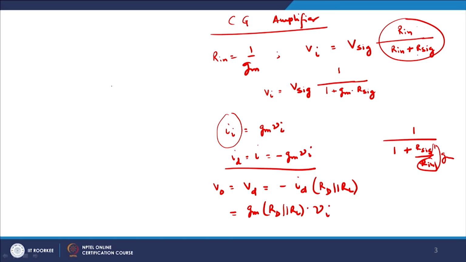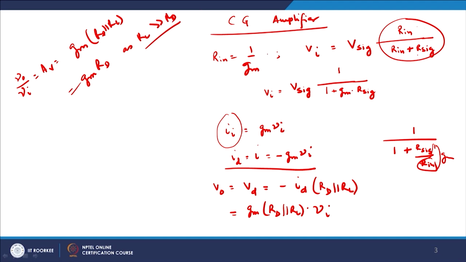So, Vo by Vi is nothing but Av, and that equals Gm times Rd parallel RL, and therefore, I can safely write this as Gm times Rd, as RL is much larger compared to Rd. Therefore, I get Av equals Gm times Rd, you see here. So, your common gate amplifier gain Av is Gm times Rd.